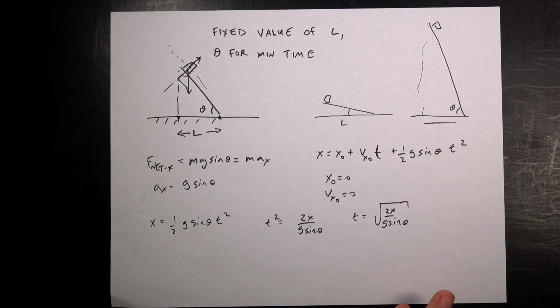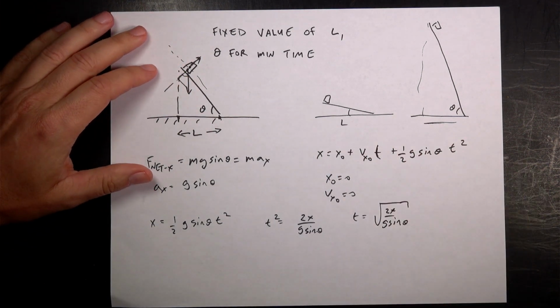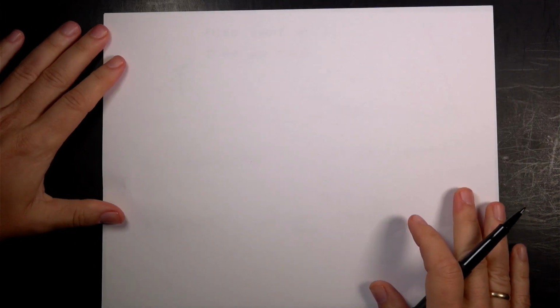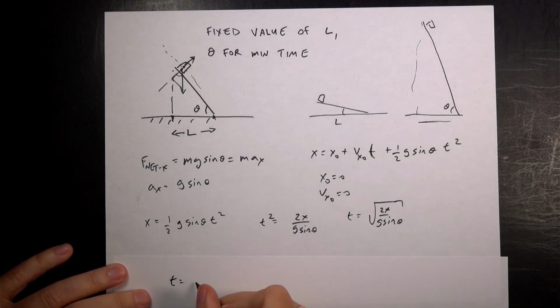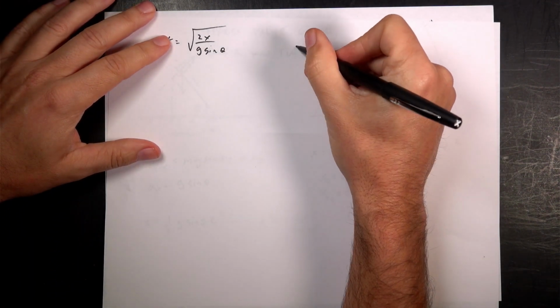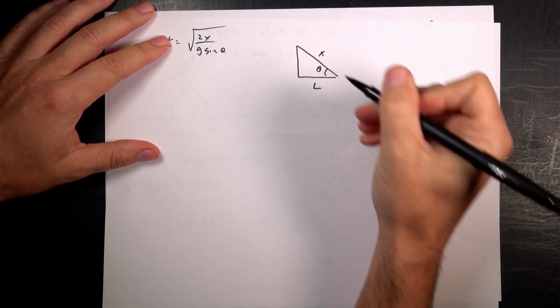But that's not the whole problem, right? Because x also depends on theta. So let's just draw this in another picture. I ran out of paper. So let me draw a picture to get the value of x. So far, and this is important, I have t equals the square root of 2x over g sine theta. That's my time. But here is my block. This is L, this is theta, and this is x.